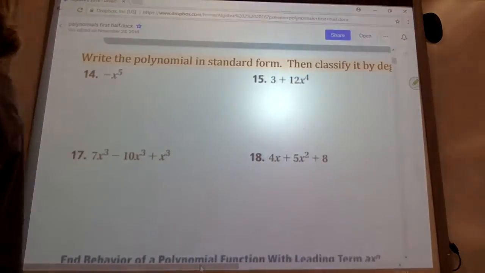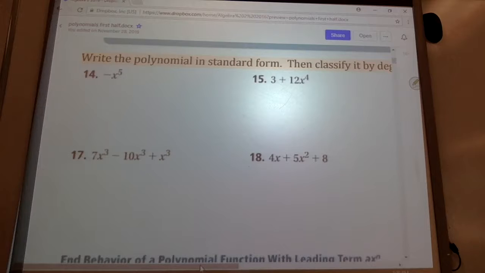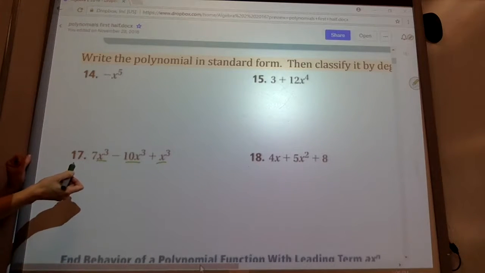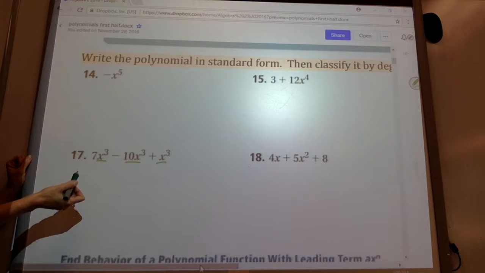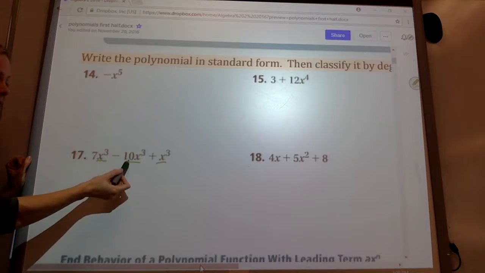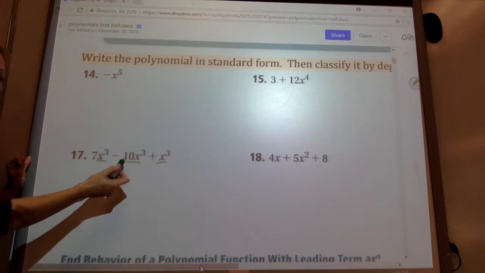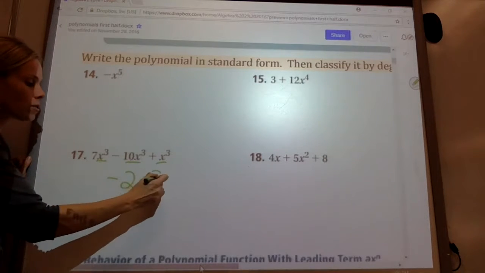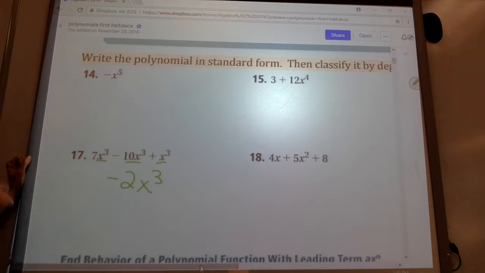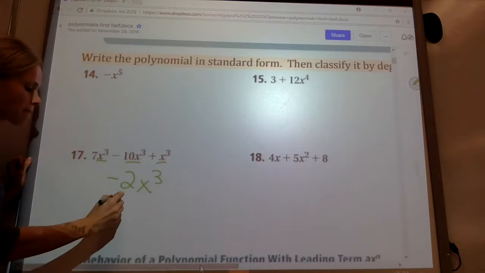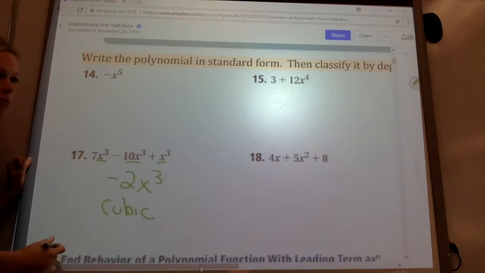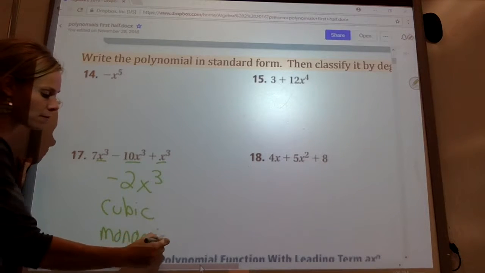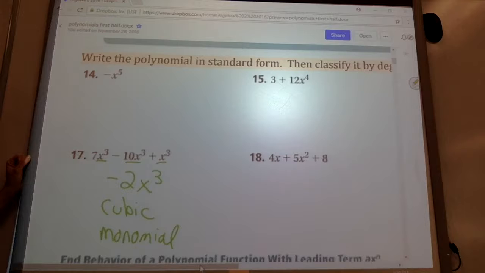What do you notice about all 3 of those terms? They're all x cubed. These 3 terms are like terms. I can combine all of them. So 7 minus 10, negative 3. Negative 3 plus 1, negative 2x cubed. What would be the name of this? Cubic. How many terms are there? 1, so monomial. Good.